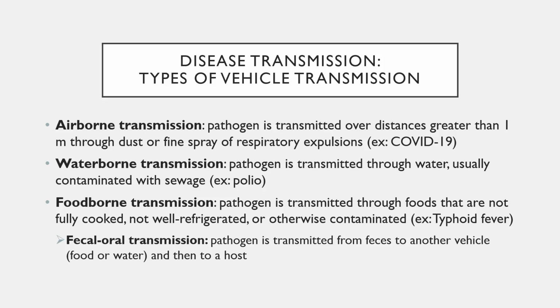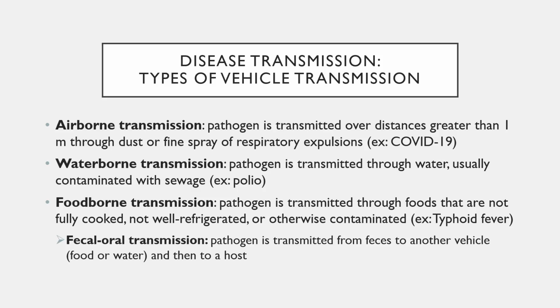An important subtype of foodborne transmission is the fecal-oral route, which is where a pathogen is transmitted through feces to another vehicle like food or water, and then to a host. So this particular route is the goal of a lot of food safety procedures, such as washing hands and proper sterilization and heating, to avoid things like the fecal-oral route from taking place.